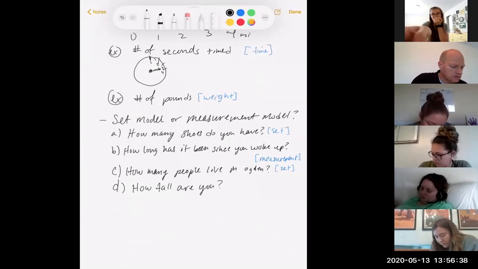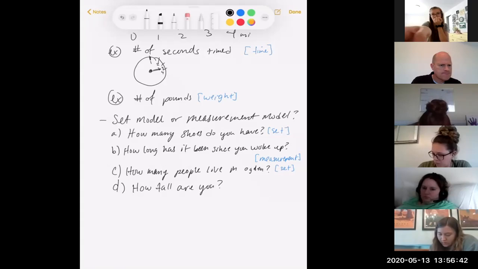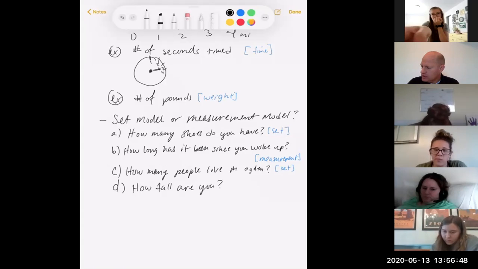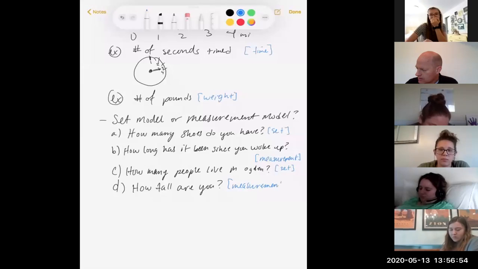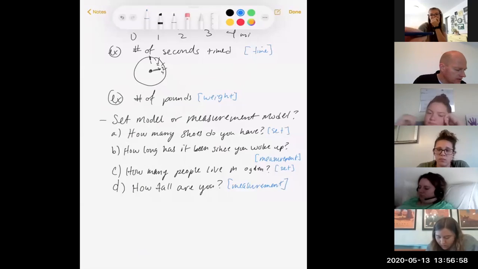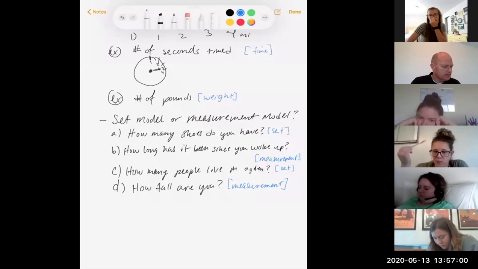Measurement or set, if you want to answer that question? Okay, Melissa's got some good answers. Measurement. Yeah, measurement. Okay, good. Measurement because it uses inches or feet that all run together. They're not separate, distinct things.